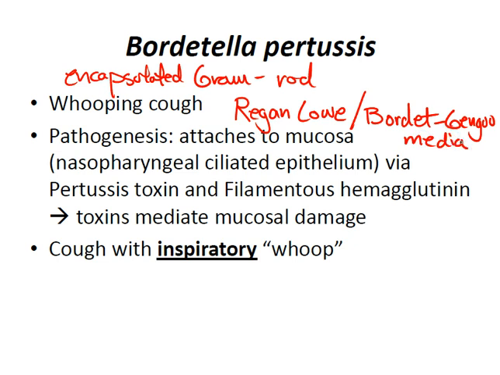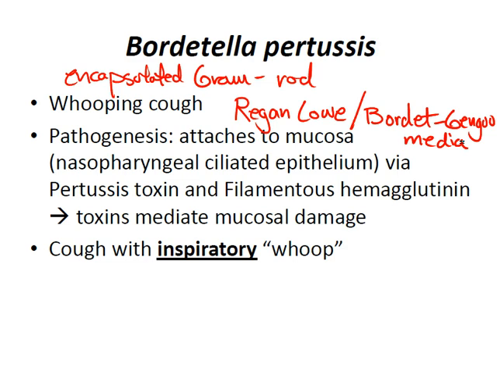Bordetella media. Now the reservoir is vaccinated humans over the age of 10 years. Although the immunity developed in response to an actual pertussis infection is lifelong, immunity induced by the DTaP vaccine, primarily IgA, lasts for only 5 to 10 years. So transmission is through person-to-person spread via respiratory droplets. Okay, it's through respiratory droplets. There's no known reservoir for Bordetella pertussis other than humans.